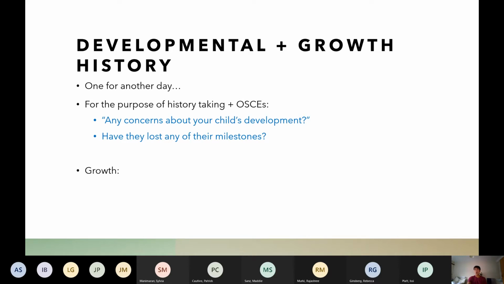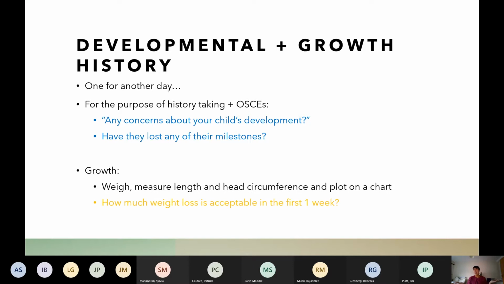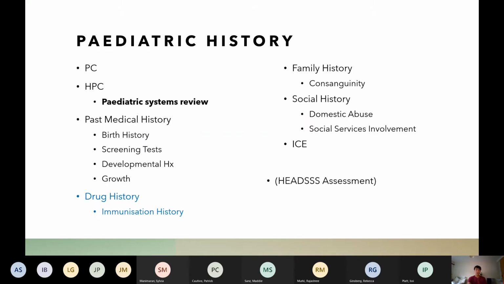Growth, you can ask, are you happy with how baby's growing? Have they lost any weight? And you would measure that anyway and put it on a chart. How much weight loss is acceptable in the first week? So in the first week of life, babies can sometimes lose weight. Does anyone know the cutoff for when we would be like, oh, okay, maybe we should intervene or we should refer to a clinic? Very good, Jessica, 10%, fantastic. The reason why is babies lose some water weight once they've come out of the womb. Anything more than 10%, we could refer them to feeding clinics and things like that. But anything under is fine.